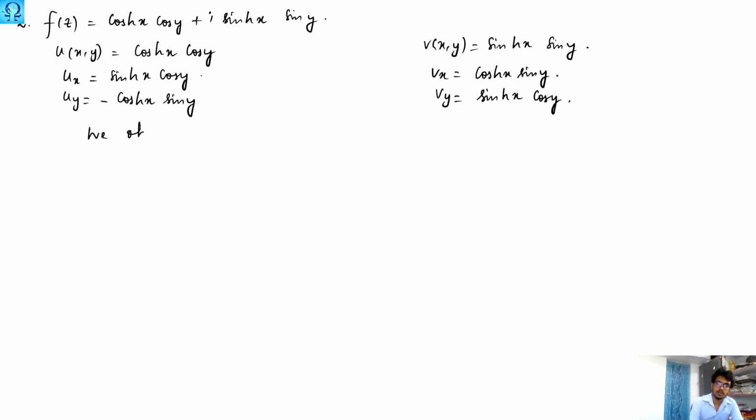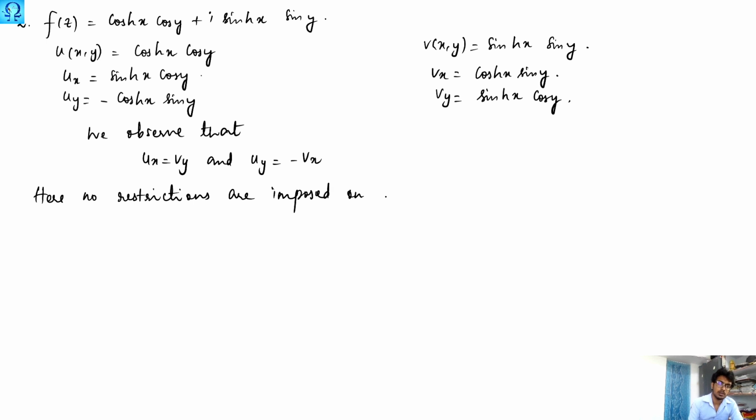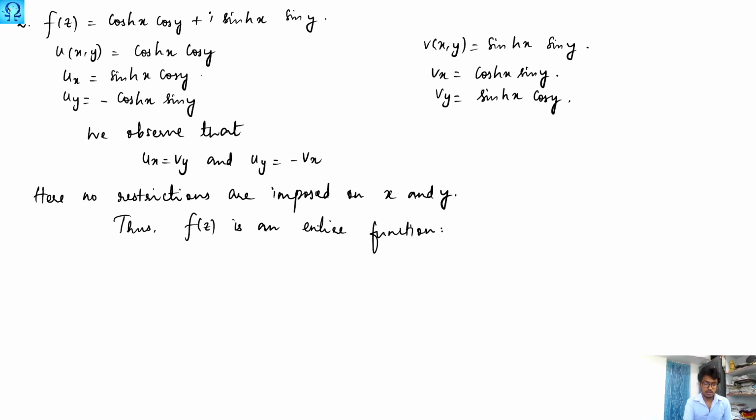So we observe that ux is the same as vy and uy is the same as minus vx. Here no restrictions are imposed on x and y. Thus the given function is an entire function. Sometimes there may be a situation where your function will satisfy the CR equations only when you impose some conditions on x and y. Here that did not happen. That is why it is an entire function.